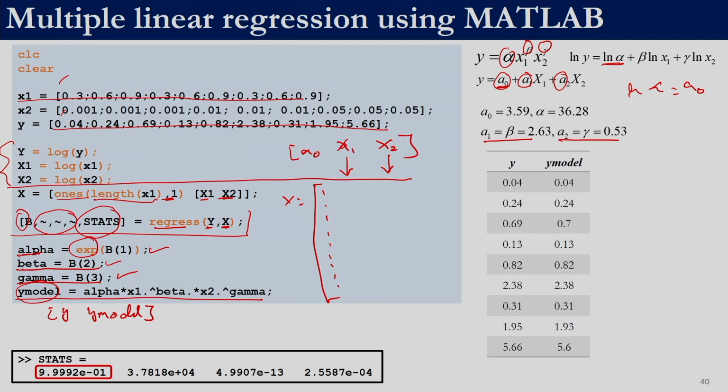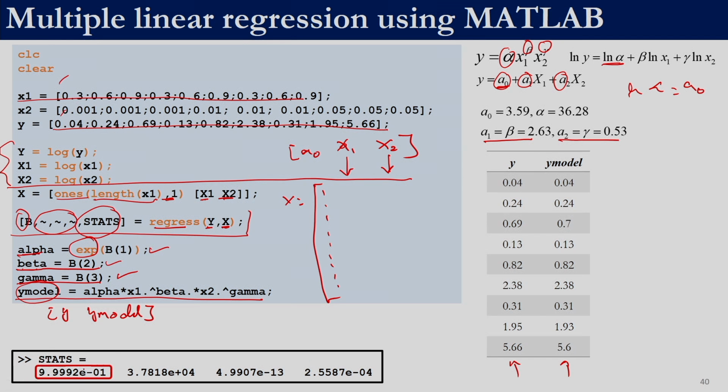Since we are not plotting over here, from here we can see that more or less the fit seems to be good, because this column and this column are more or less similar, right. We can also have a look at the first value of stats. If we just type stats over here, it will give us these 4 values.